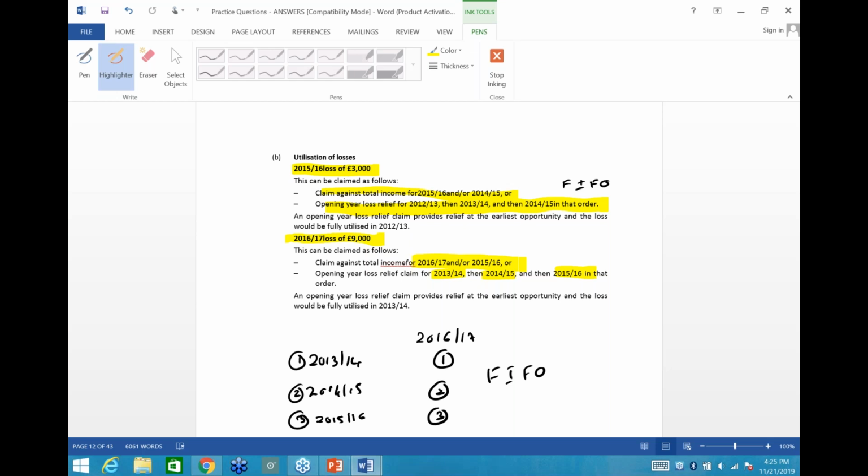So anyway, this is a special relief that has been tested few times at the exam. Then we're running out of time. However, I will explain question number 7 as well, because that explains the terminal loss relief. So we will look at question number 7.